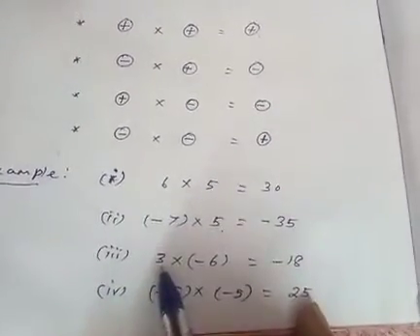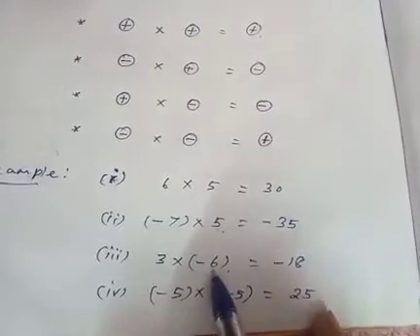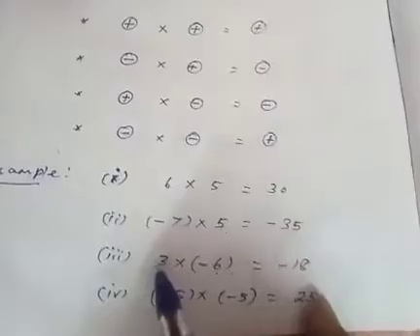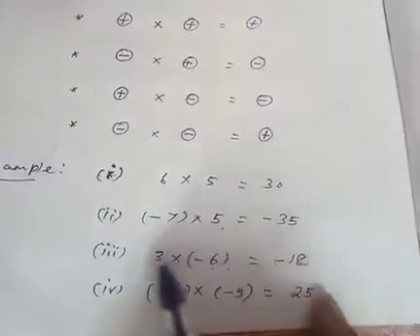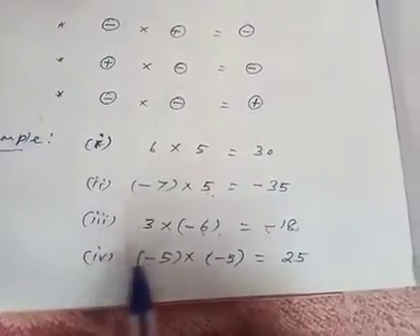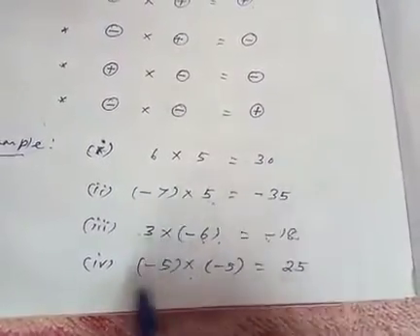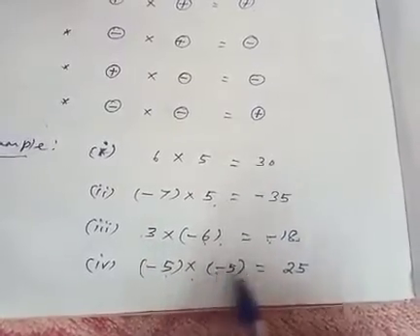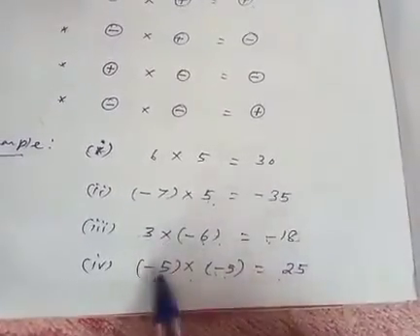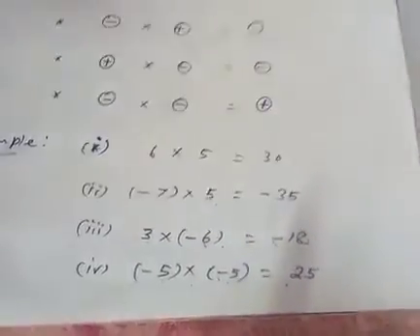Then 3 into minus 6. The product of a positive integer and a negative integer is a negative integer. So 3 6s are 18, plus into minus is minus. Then the product of minus 5 into minus 5. The product of two negative integers is a positive integer. So 5 5s are 25, minus into minus plus.